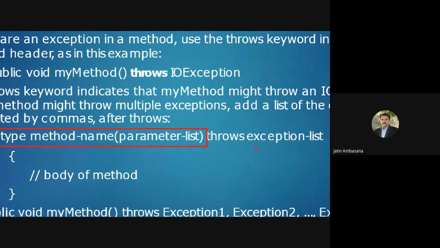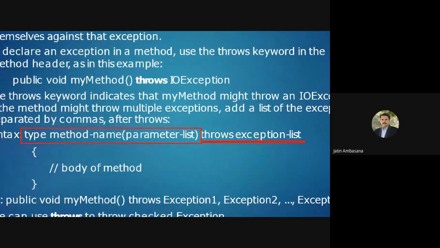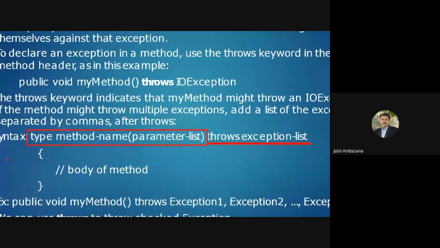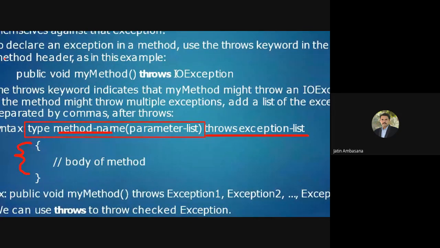Right after that, you define the throws exception list. So you can define various exception classes, of which there is a probability of an exception getting thrown from the body of this method.